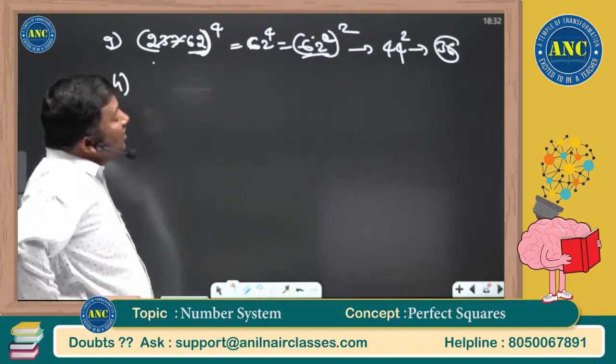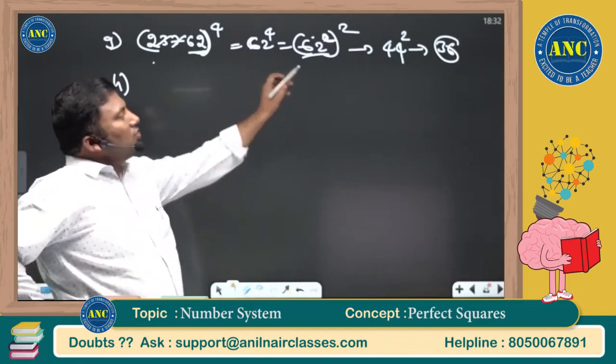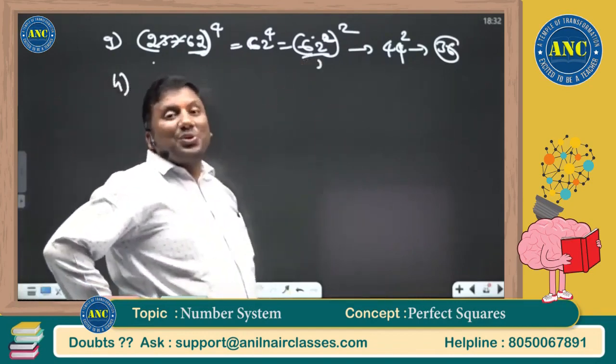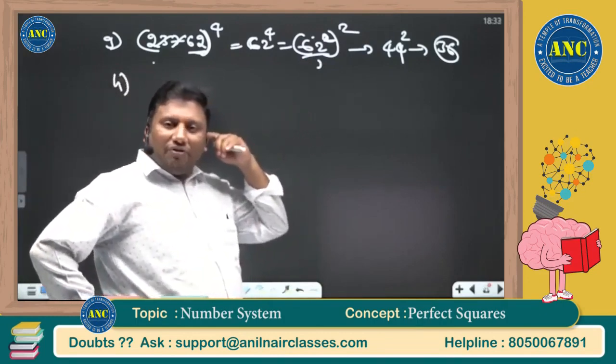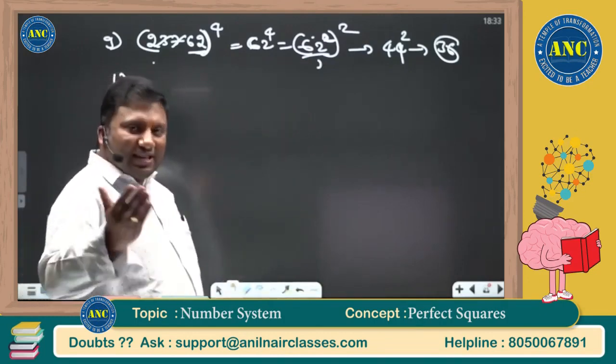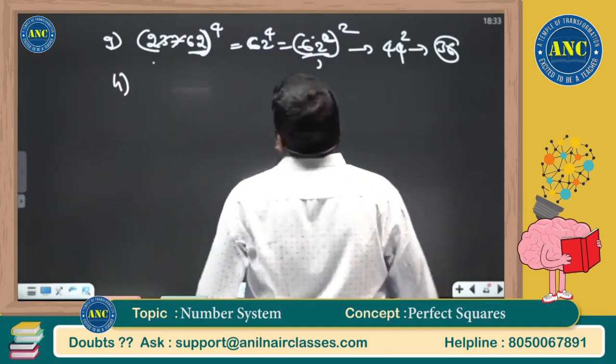237, 62 power 4. 62 square whole square. 62 is 12 more than 50. 12 square is 144. 44 is 6 less than 50, and 6 square is 36. Another problem.